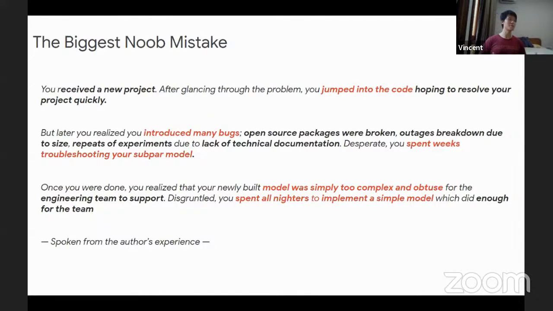And once I was done, I realized that the model was too complex and obtuse. The engineering team didn't really understand what I was building, or where I was performing wrong. Apparently, I had too many false positives to be reliable, and they wanted a simple model, right? They wanted interpretability over complexity. So of course, I needed to spend all-nighters implementing a simple model that did enough for the team, at least so everyone could understand and dig into why there are misclassifications.